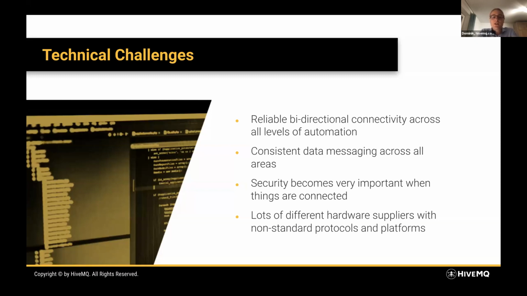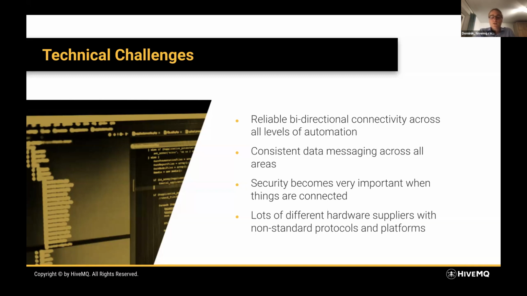There are some technical challenges though. Reliable bidirectional connectivity across all levels of automation is a real technical challenge, especially bidirectional communication is something that is not always easy to do, especially if things are time sensitive. Another challenge is consistent data messaging across all areas. This is something that is also sometimes very challenging, and depending on the technology you're using, can be even impossible. So it's very important here. And this is also where MQTT will come into play.